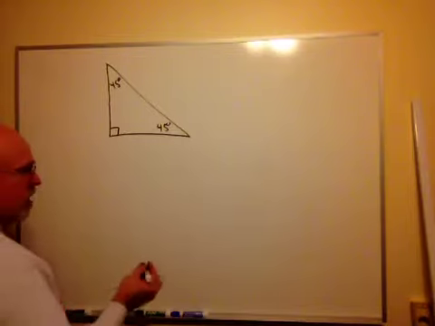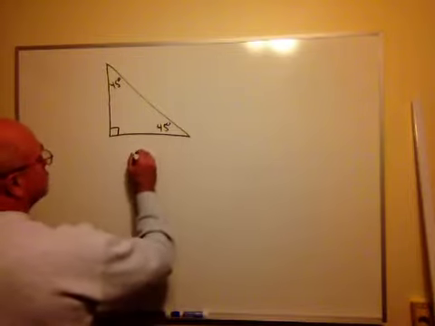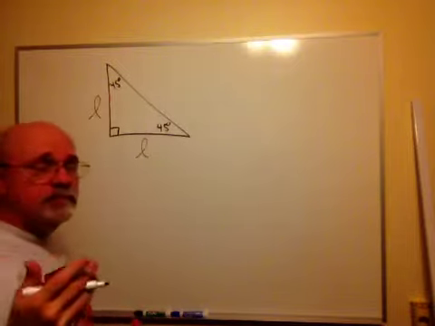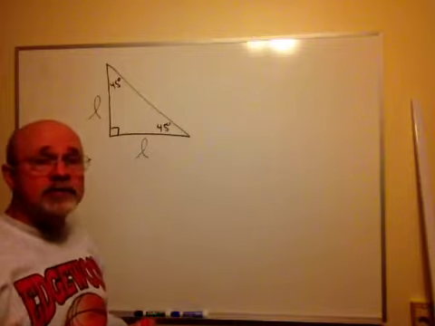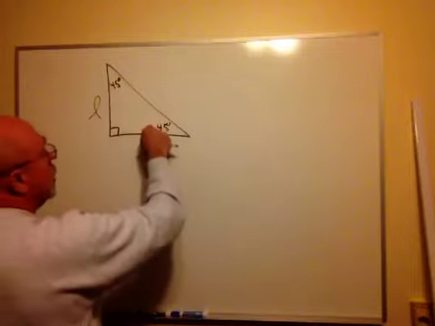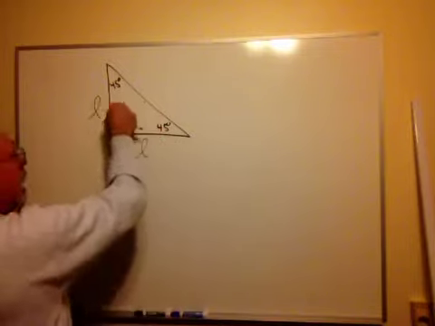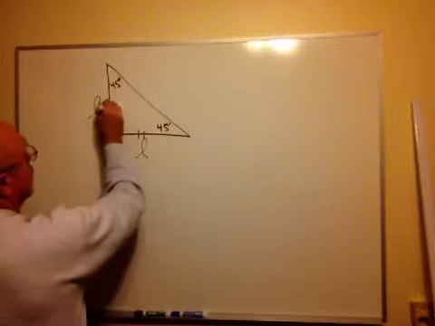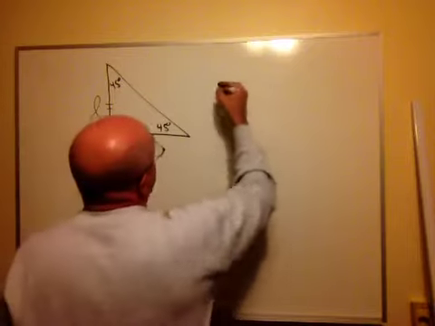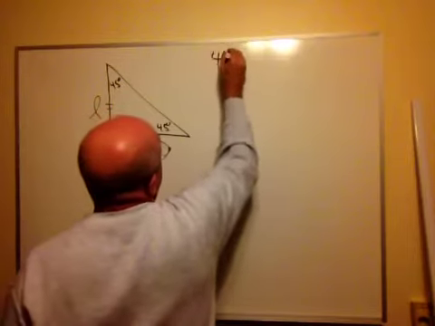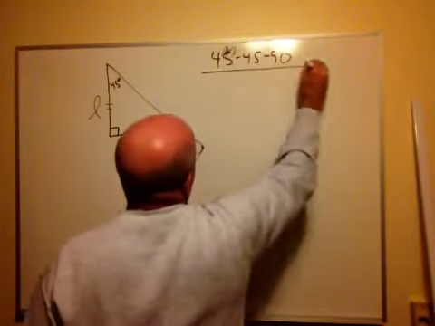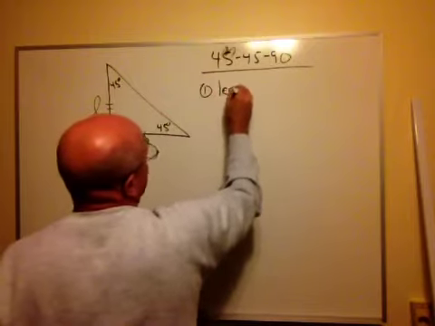Like every right triangle, it has two legs. I'm going to call this L for leg, and I'm going to call this L for leg. I can use the same letter on both of them because the two legs are always equal. If you remember the isosceles triangle theorem, it says if two angles of a triangle are congruent, then the sides opposite those angles are congruent. So the two legs of a 45-45-90 are always congruent. In fact, that's going to be one of our rules for 45-45-90 triangles. Rule number one, which is pretty easy to deal with: the legs are congruent.